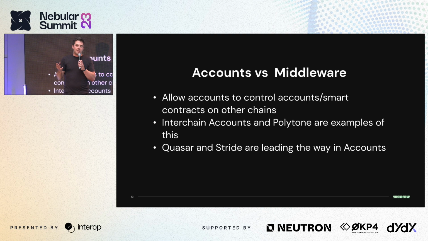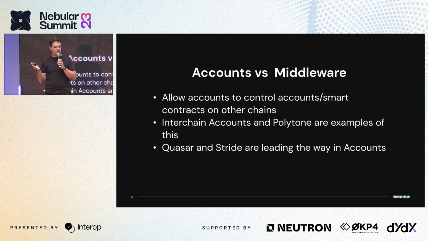Another way to enable this type of composability is with interchain accounts. And Quasar is probably the most prominent project working on this. Stride also has a really robust interchain accounts implementation. But this allows accounts or smart contracts on other chains to control an account or a smart contract on another chain. And in this way, you can have a smart contract on one chain that controls accounts on many different chains and can perform these actions on behalf of the end user.